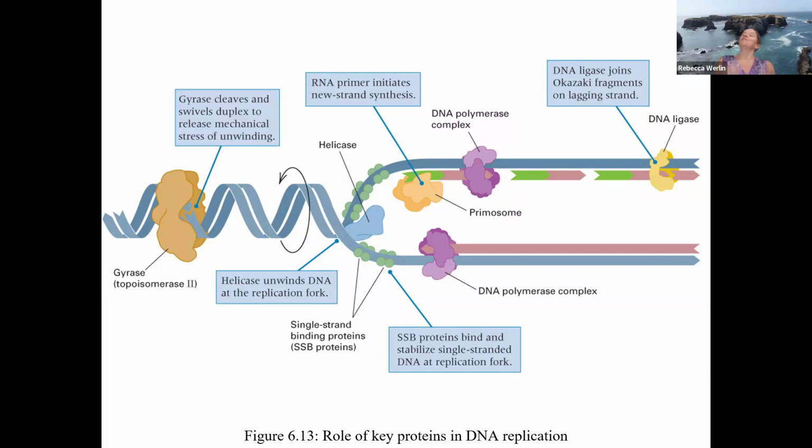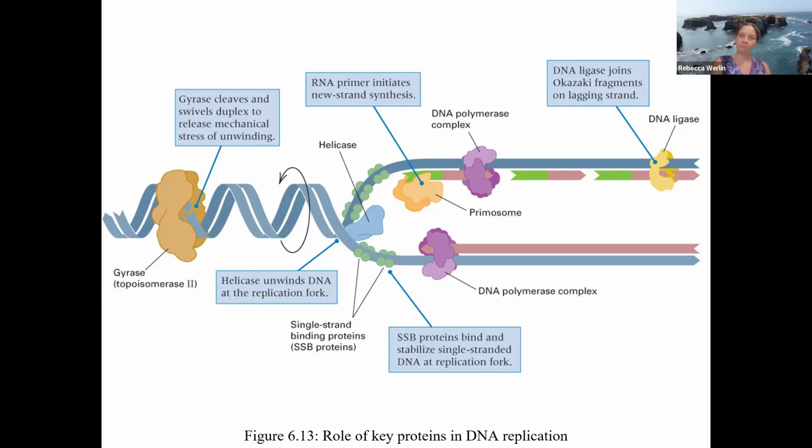So you separate the strands of DNA. You use helicase to unwind and separate the strands. You use single-stranded binding proteins to hold the two strands apart. You use gyrase to relieve the tension. DNA polymerase is going to polymerize most of the new DNA. DNA ligase is going to join any little Okazaki fragments together.